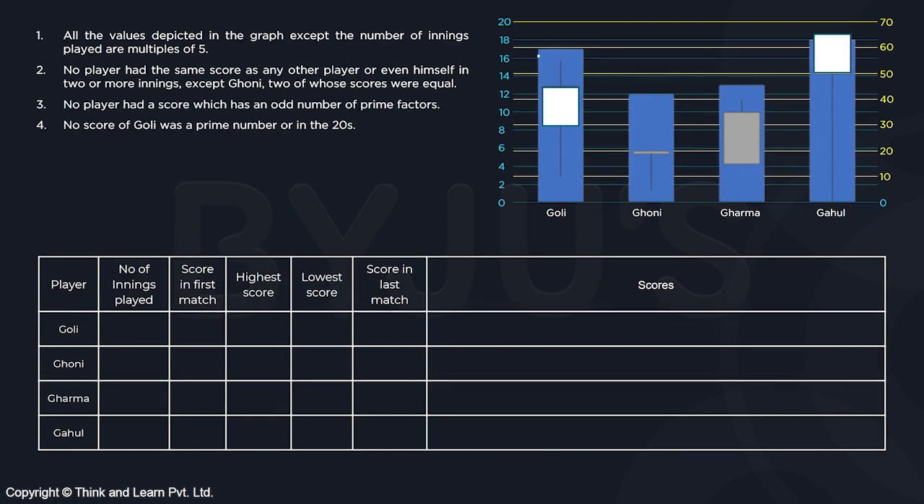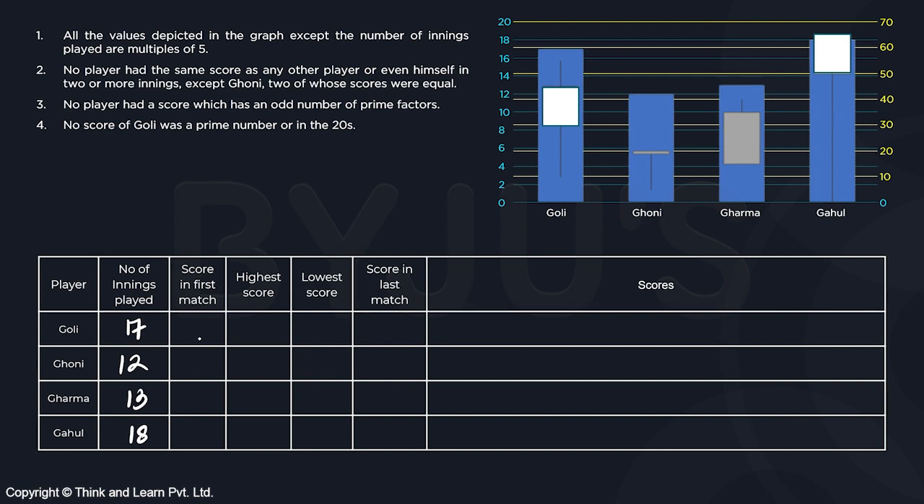The number of innings goalie played is between 16 and 18, so this is 17. Let's look at Ghani. The number of matches played by Ghani is exactly 12. If you look at Gharma, this is between 12 and 14, so this has to be 13. For Gahul, this is exactly 18. So these are the number of innings played.